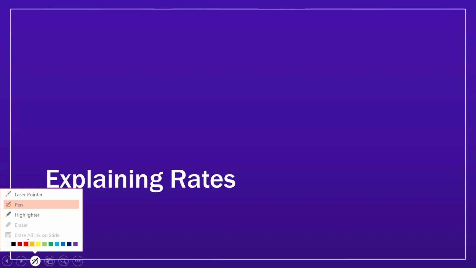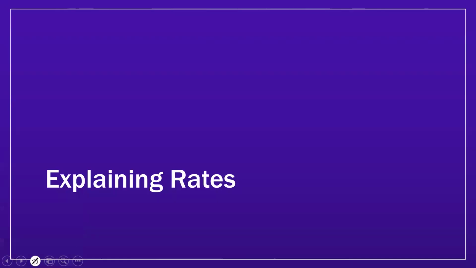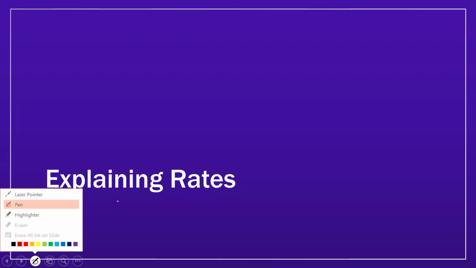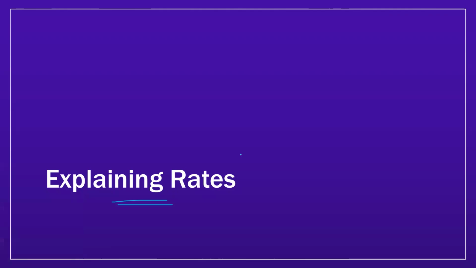Moving on, explaining rates. Now, how are we going to explain all of the rates that we have talked about? कितने factors होते हैं affecting the rate of reaction? We have number one, catalyst. Number two, temperature. Number three, surface area. And number four, we have the concentration.